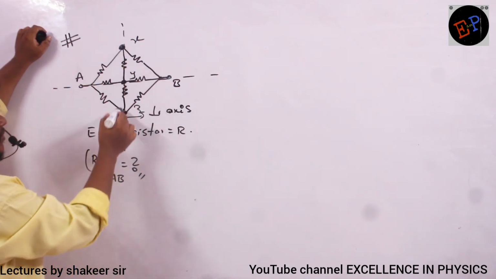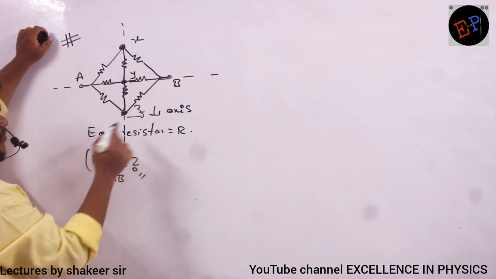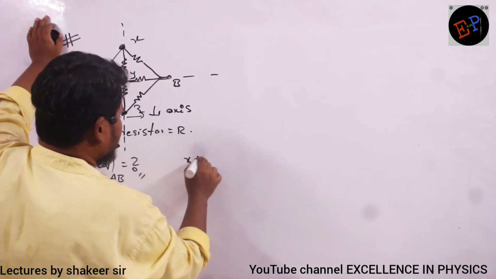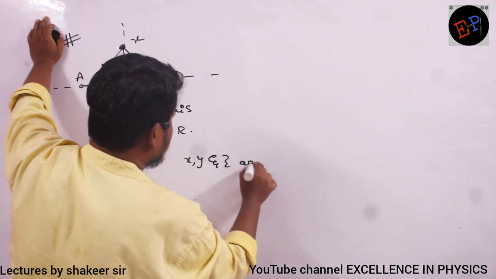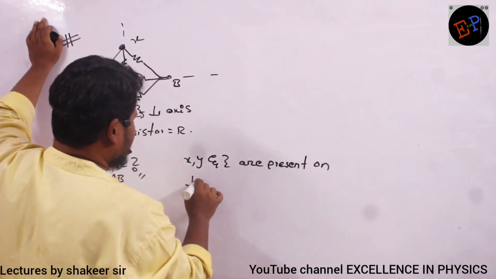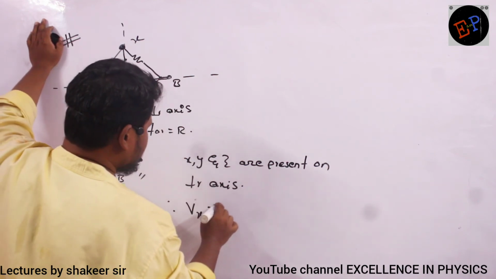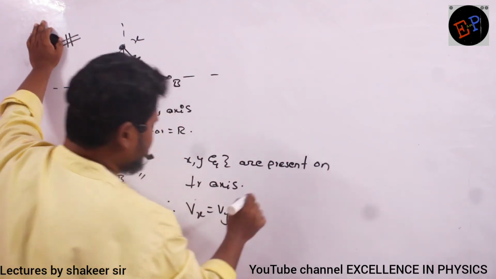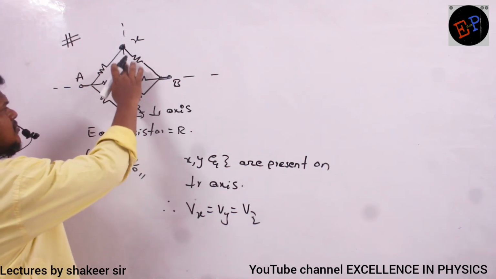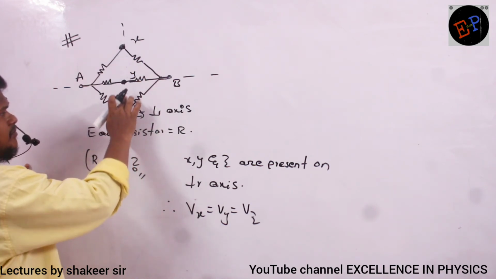These three points, where are they present? Perpendicular axis. It means point X, point Y, point Z, they are equipotential points. Okay? So therefore X, Y and Z are present on the perpendicular axis. So potential at X is equal to potential at Y is equal to potential at Z. So if they are equipotential points, what you can do, just remove these resistors. No use of resistors, current will not enter into them.